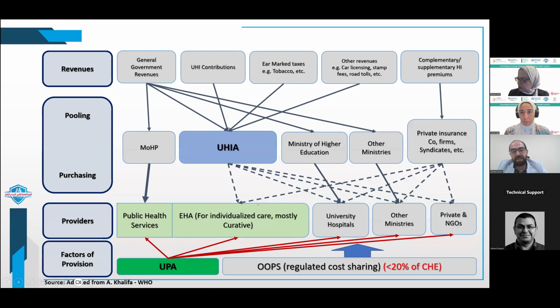And this is supposedly the new health financing setup and the financial flows. This is also borrowed from my dear friend Ahmed Khalifa. And as we can see in this diagram, most of the government revenues will be directed to the Universal Health Insurance Authority, and the Universal Health Insurance Authority will be purchasing healthcare services from all types of providers, whether public, private, or NGO-affiliated providers as well.